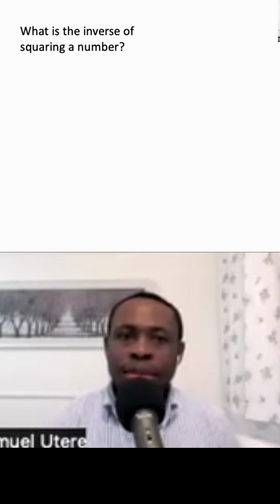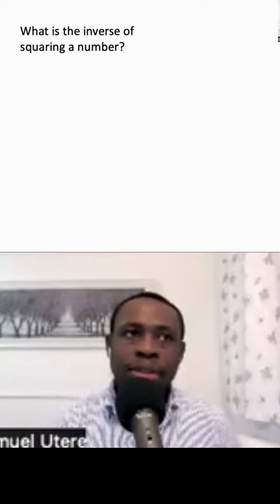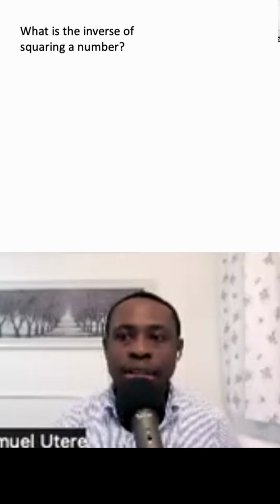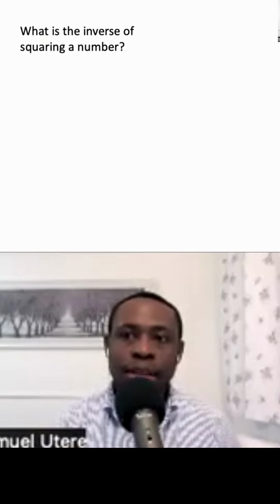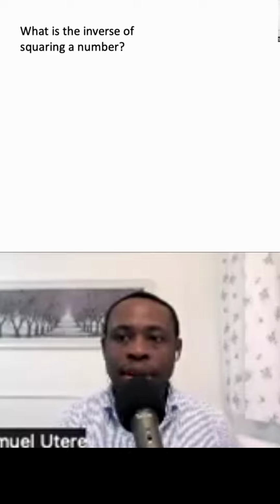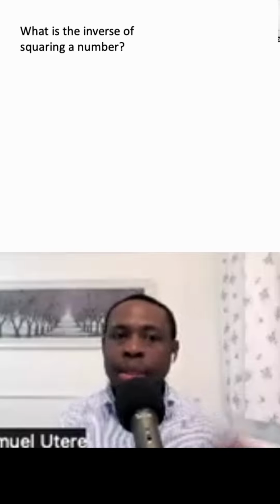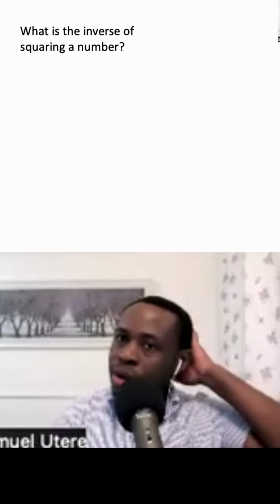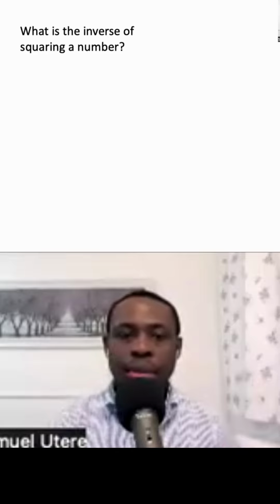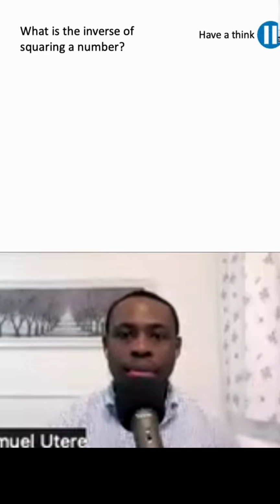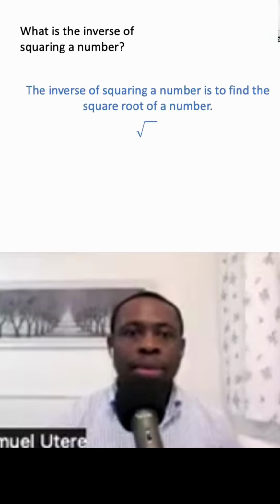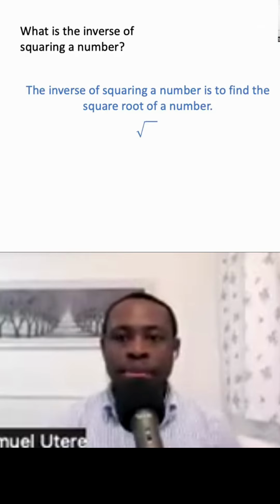What is the inverse of squaring a number? If the inverse of adding is to subtract and the inverse of multiplying is to divide, and vice versa, what is the inverse of squaring a number? Well, the inverse of squaring a number is to find the square root of a number.